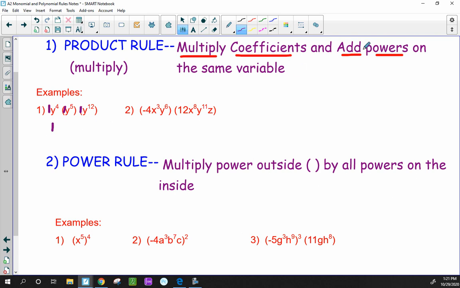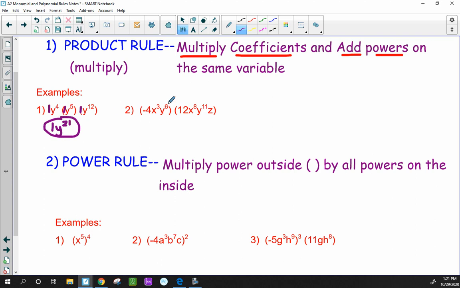Easy enough. Then I would add the powers as long as it's the same letter. You can see that I've used the same variable. So I'm going to drop my y down, and then I'm going to add 4 plus 5, which is 9, and 9 plus 12, which is 21. And so the answer to this problem is y to the 21st power.